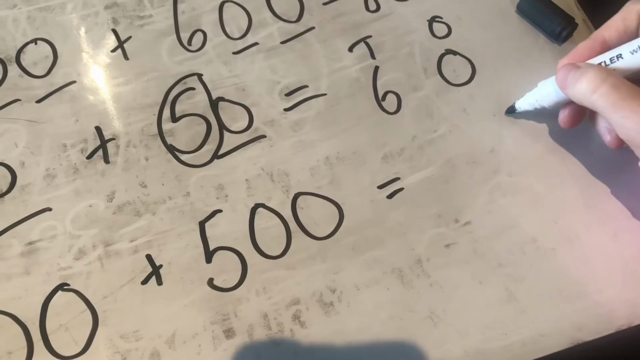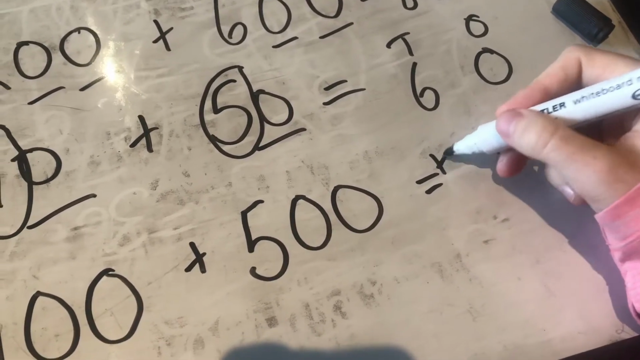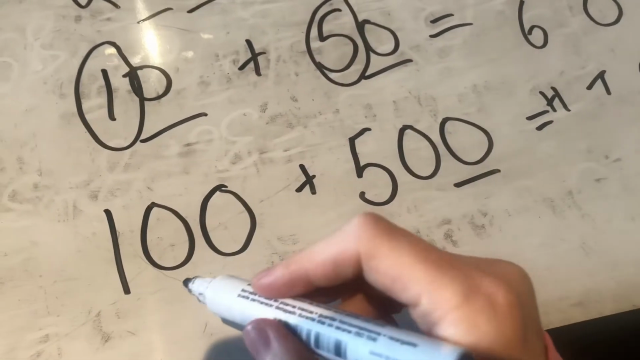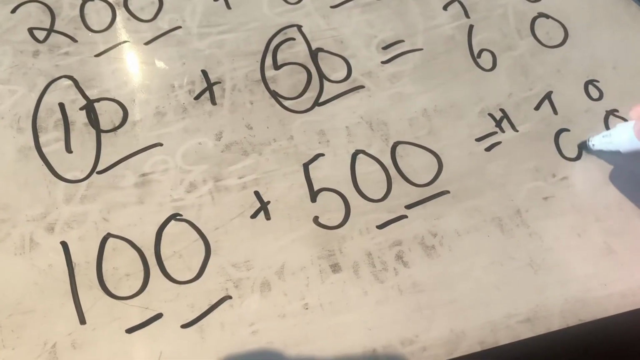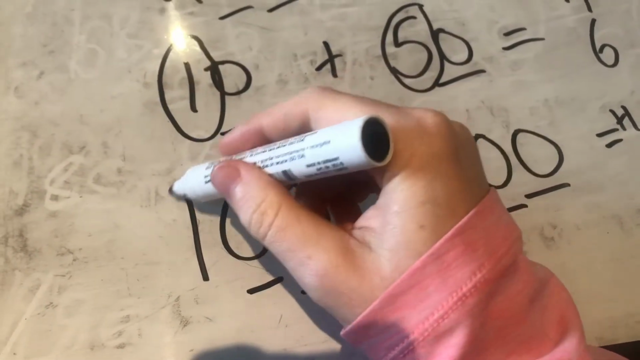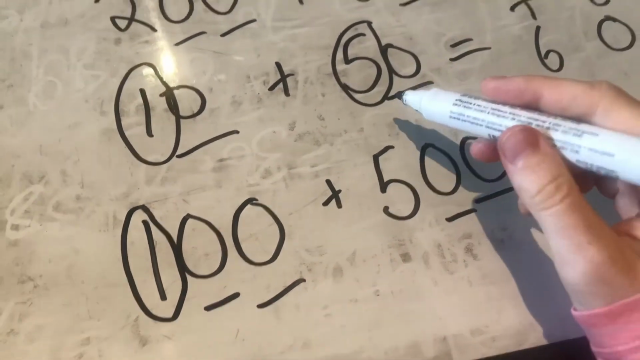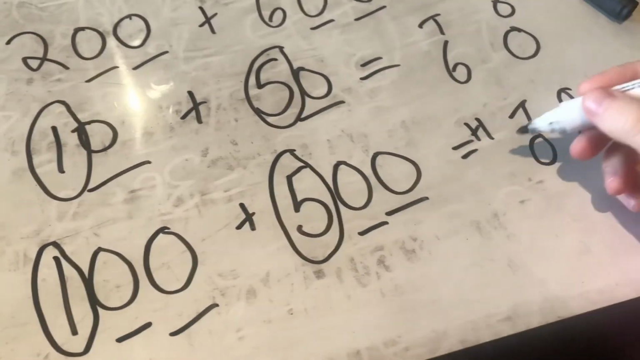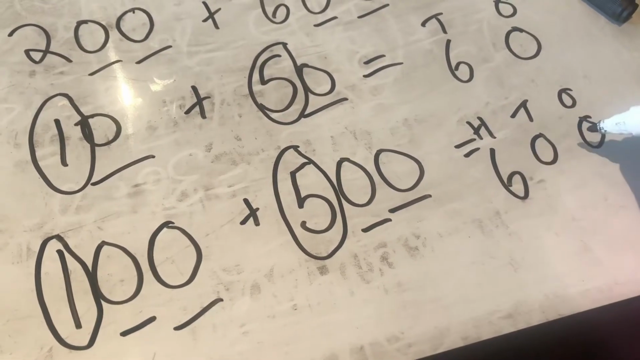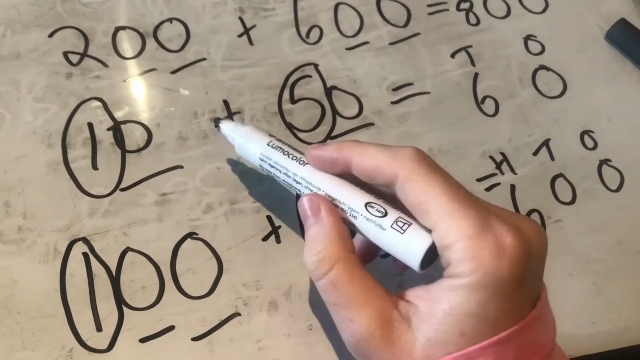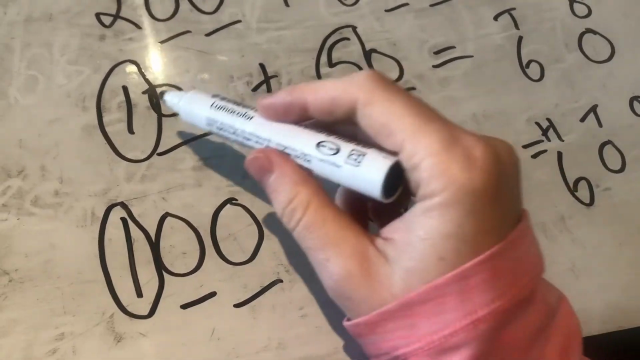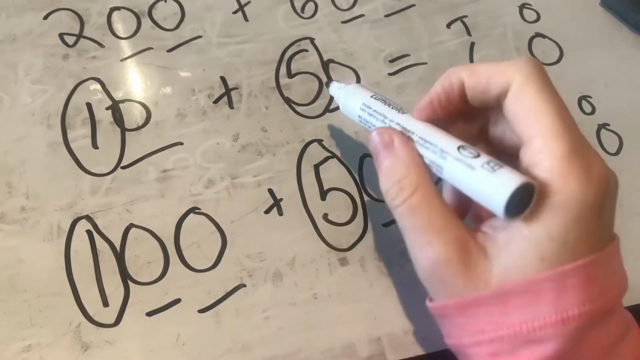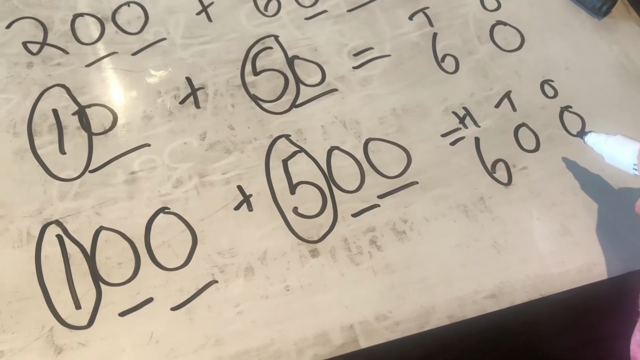Again, looking at our ones, tens, and hundreds, we know that 0 plus 0 equals 0. And again, 0 plus 0 equals 0, so we have 0 tens. And now we're looking at our hundreds. Instead of 10, I now have 100, and 50 has now turned into 500. So 100 plus 500 equals 600. So we can see that 10 and 50 is 60, and now turning the 10 into 100, so adding an extra 0 to make it 100, 100 plus 500 equals 600.